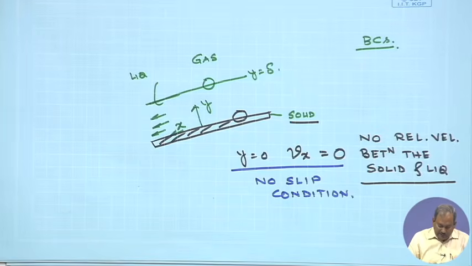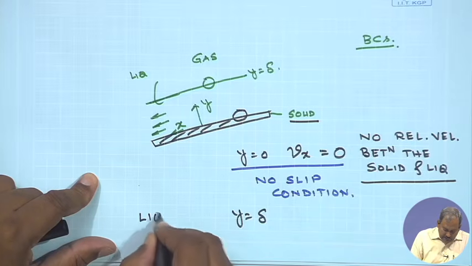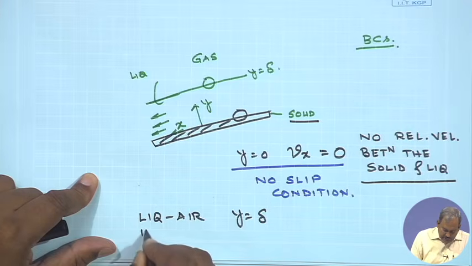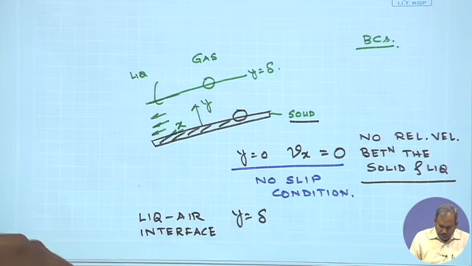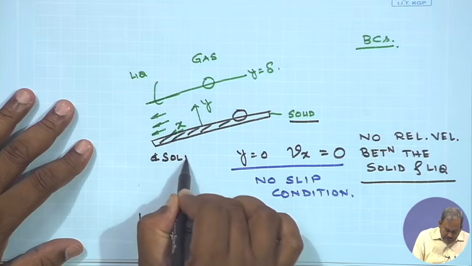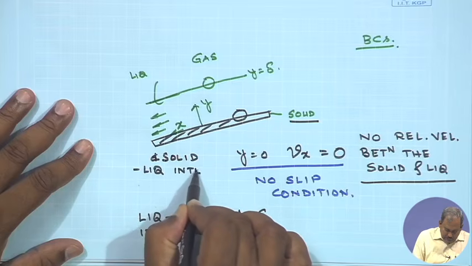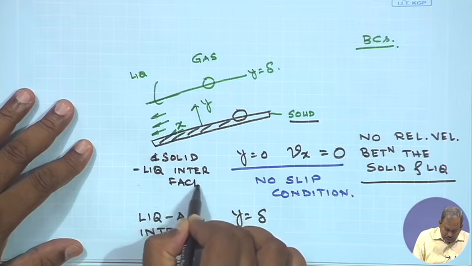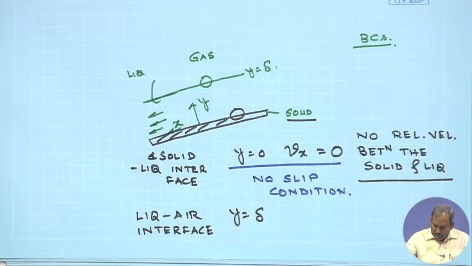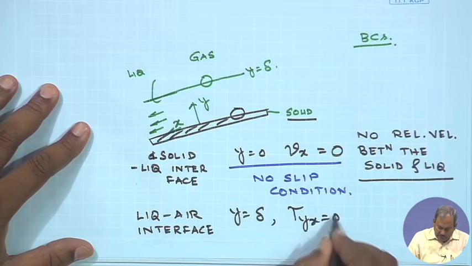The second boundary condition is at y equals delta, which is the liquid air interface. This is the solid liquid interface. So, at y equals delta, tau yx is equal to 0.